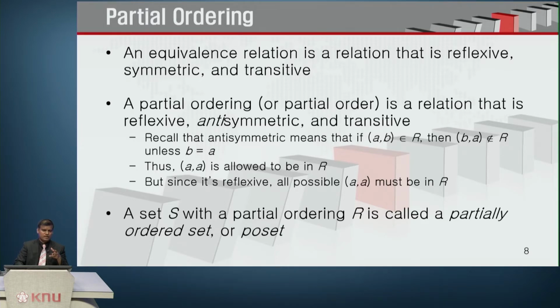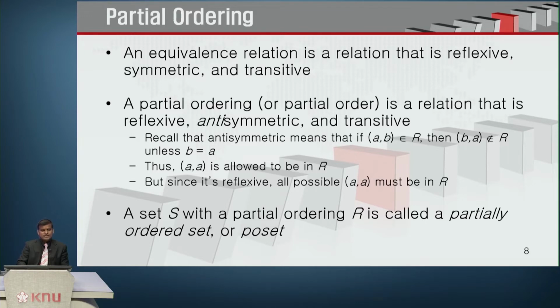So in other words, (A, A) being allowed to be in R is related to reflexivity, but for antisymmetry we should make sure that if (A, B) is part of R, then (B, A) is not part of R unless B is equal to A.